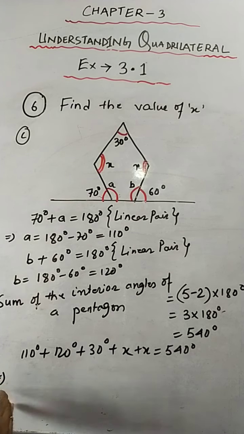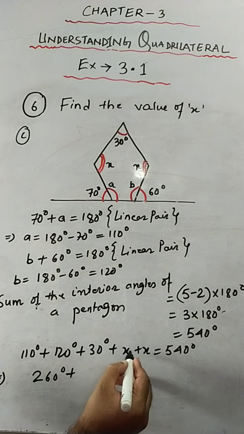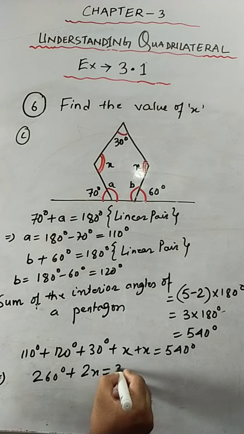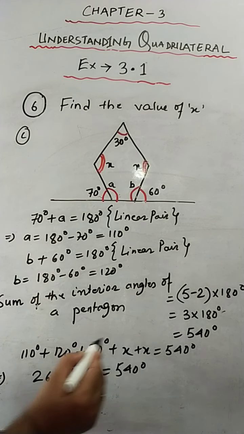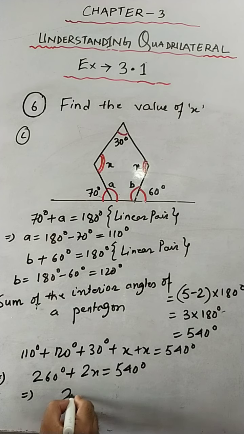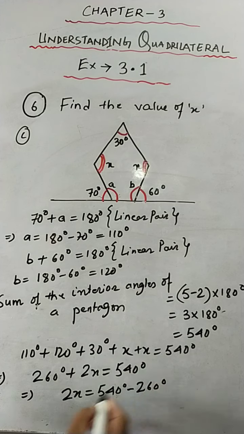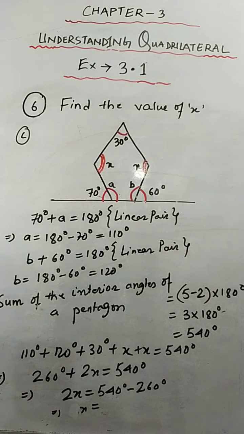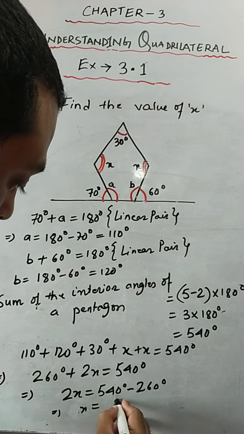Okay. Now, what will the sum of these three? The sum of these three would be 260. So 260 degrees plus x plus x is 2x equals to 540. Now we have to transpose this 260 towards that side. So it will look like 2x equals to 540 minus 260, and we'll get the answer as 2x is equals to 540 minus 260, that will be 280 degrees.